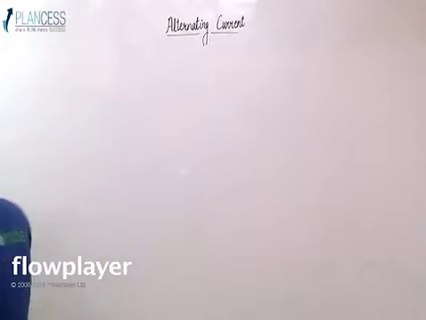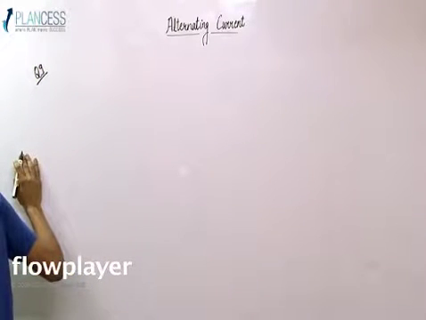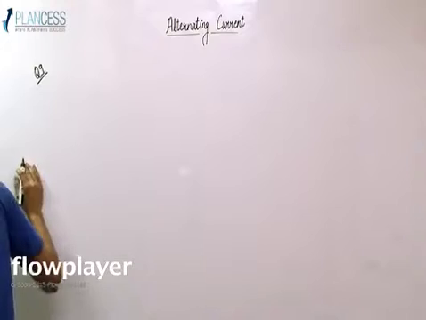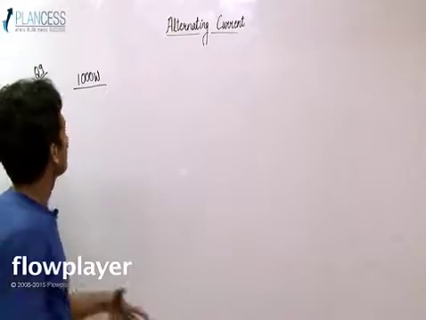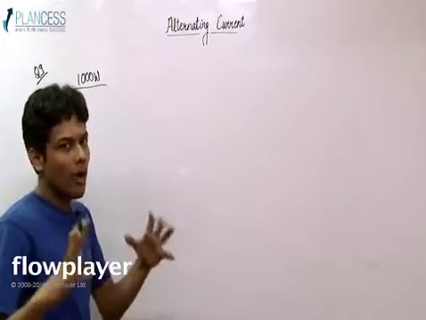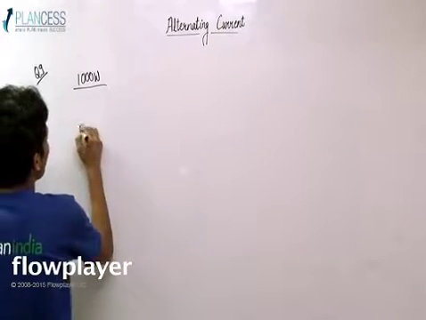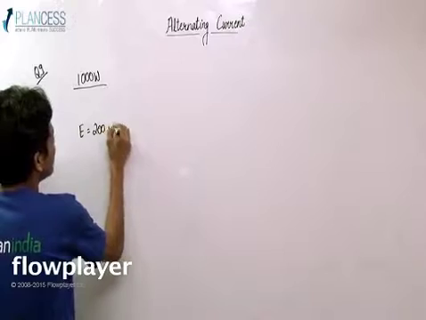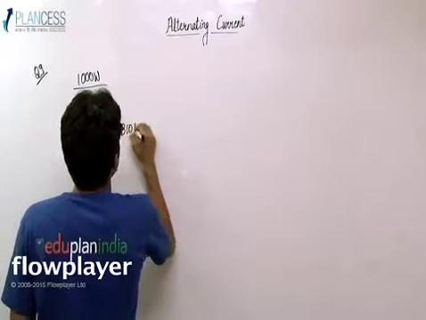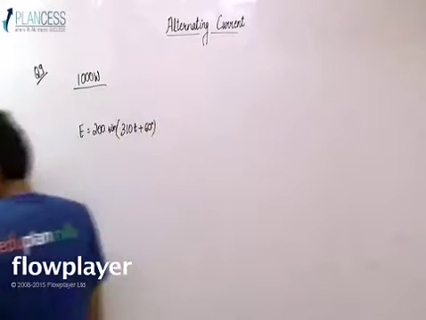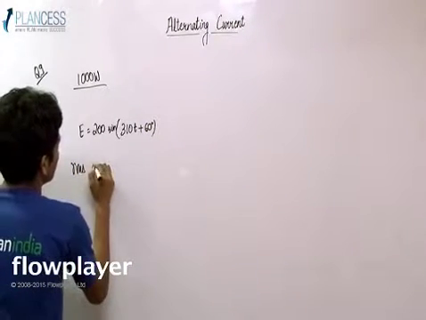So this was our question number 8. Now let's move on to question number 9. Question number 9 says that there is a lamp, or you can say a group of lamps, of 1000 watt power, marked as 1000 watt. And there is an AC voltage applied to it, which is 200 sin(310t plus 60). So you have to calculate the RMS current through this.